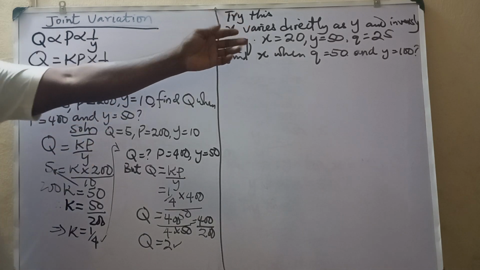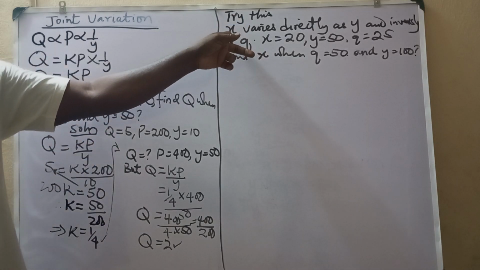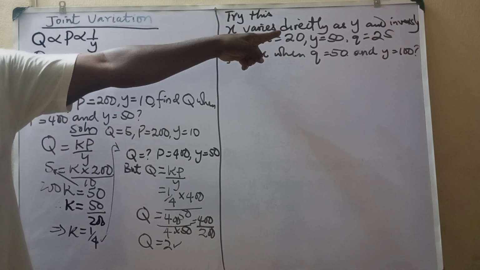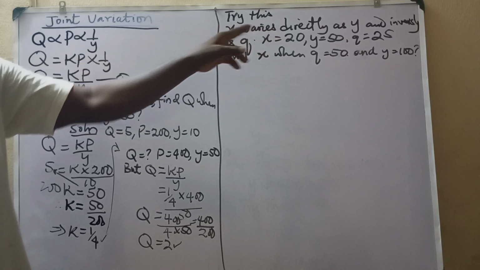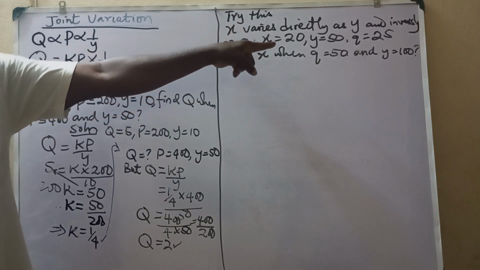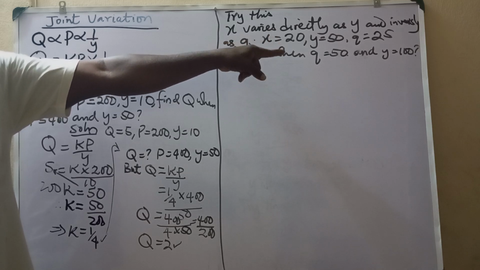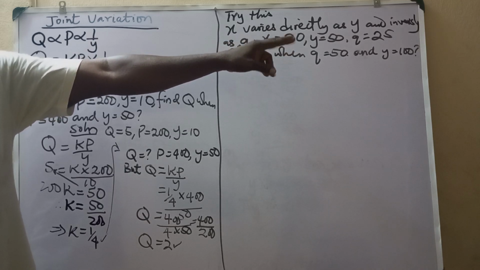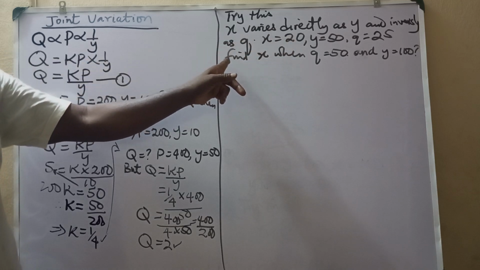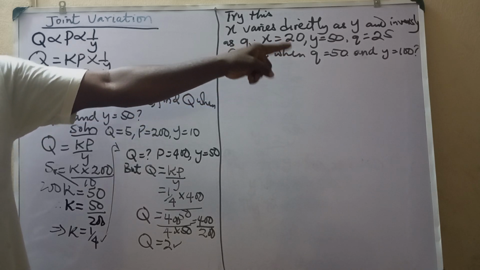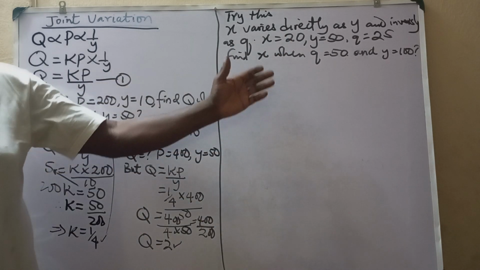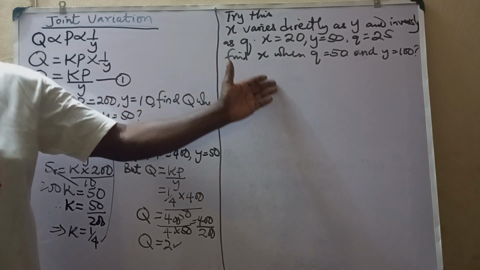So try this. The question says X varies directly as Y and inversely as Q. P equal to 20, Y equal to 50, then Q is equal to 25. Now find X when Q is 50 and Y equal to 10. Try this, leave your answer in the comment section.